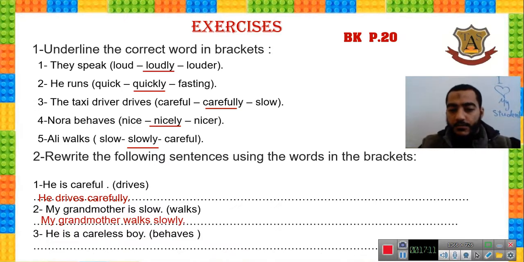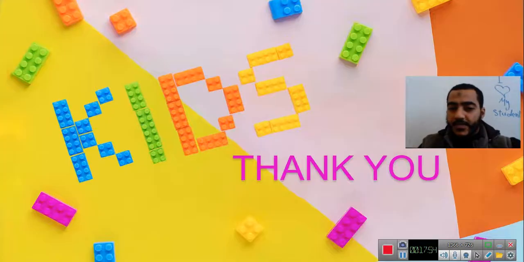Number three, he is a careless boy. Careless is the opposite of careful. Bad boy. He is a careless boy. Use behaves. Behaves is a verb. So he wants you to see what's the adjective here in the sentence and transform it to an adverb. He behaves. Where is the adjective here? Careless. Very good. So carelessly. He behaves carelessly. Okay. That's it.